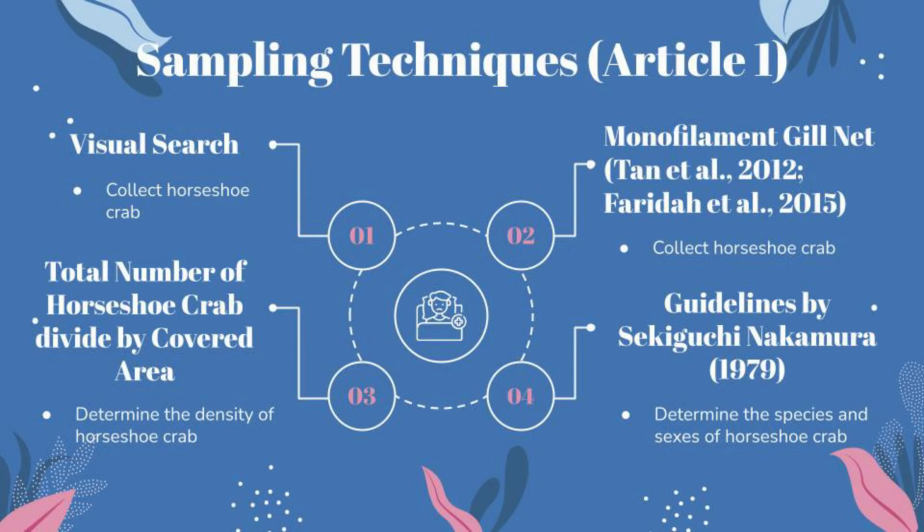The total number of horseshoe crabs caught was divided by the cover area to determine the density of horseshoe crabs. Based on the guidelines provided by Sekiguchi and Nakamura in 1979, the species and sexes of horseshoe crabs were determined.